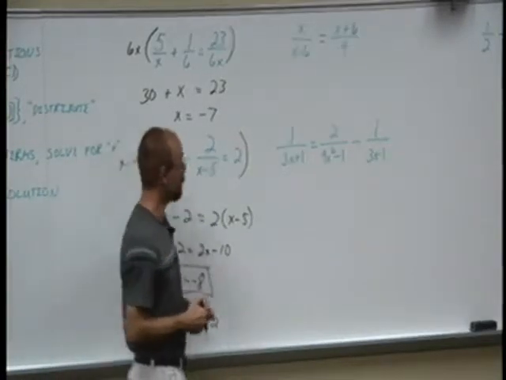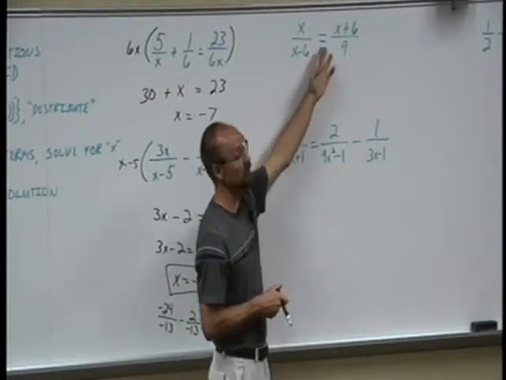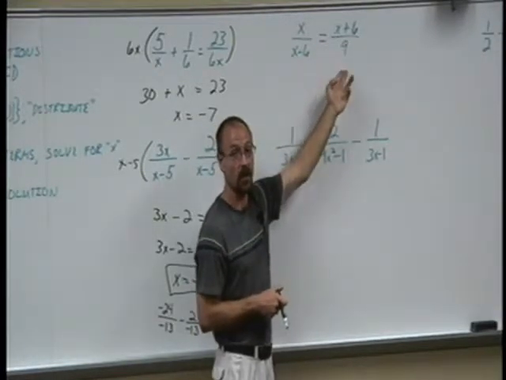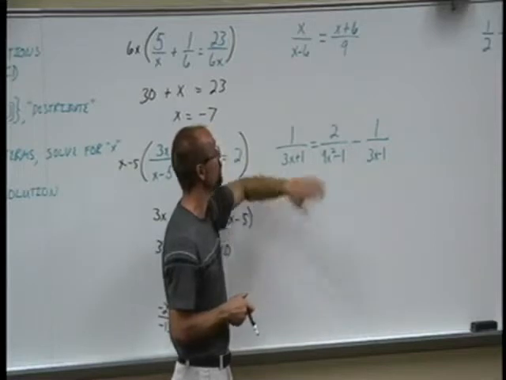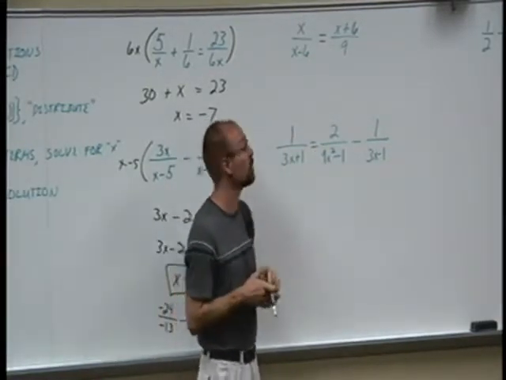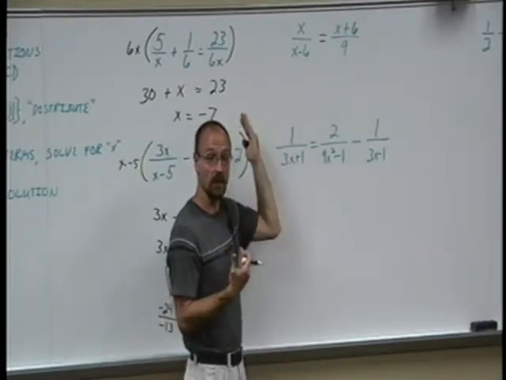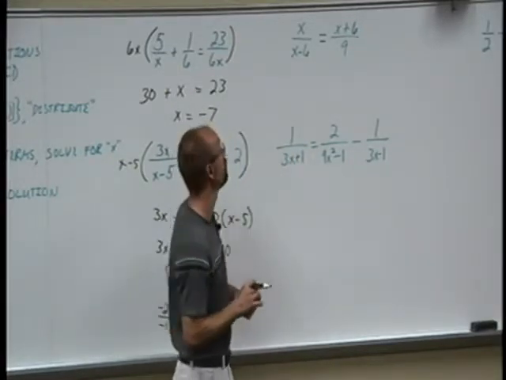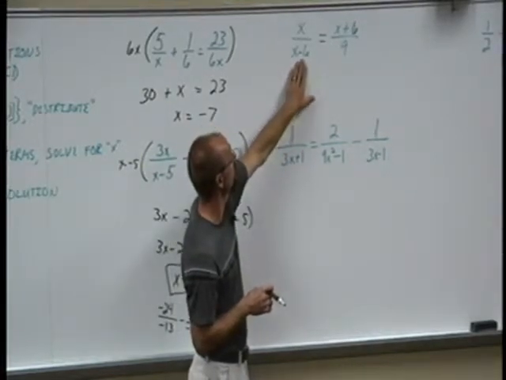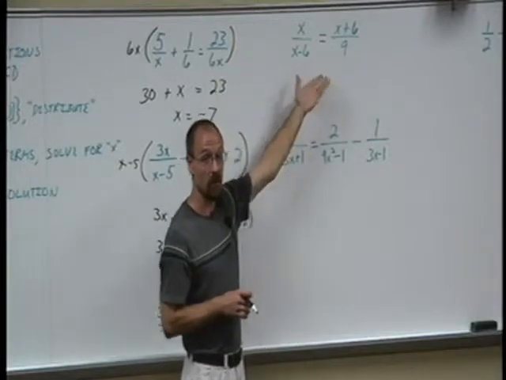All right, let's move on to here. This is x over x minus 6 equals x plus 6 over 9. And maybe you recognize that as a proportion and you want to cross multiply. That is something we'll look at in the next video. But if you don't do it that way, you can still use this method. What is my LCD? I have the factor of x minus 6. I have the factor of 9. And those are my 2 factors.